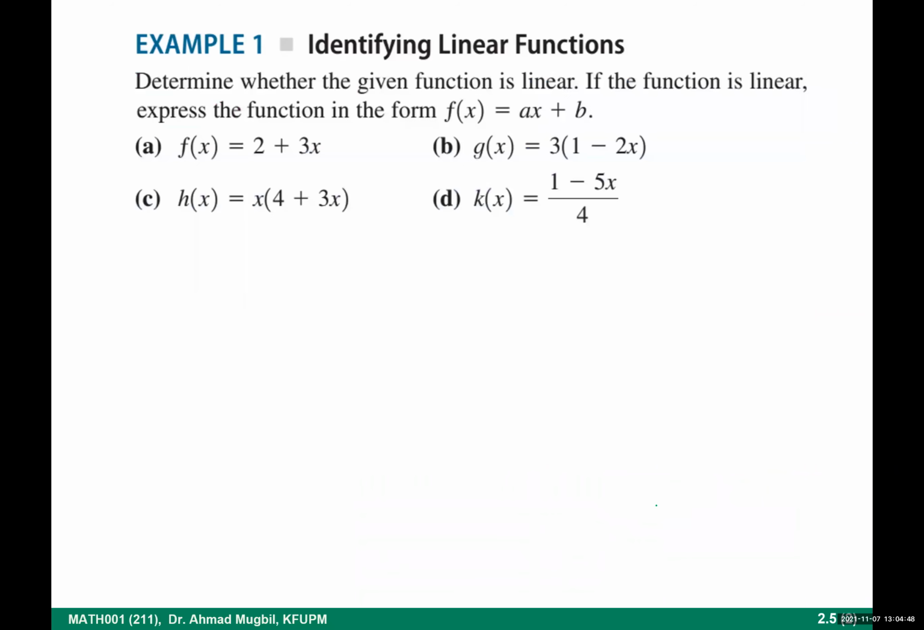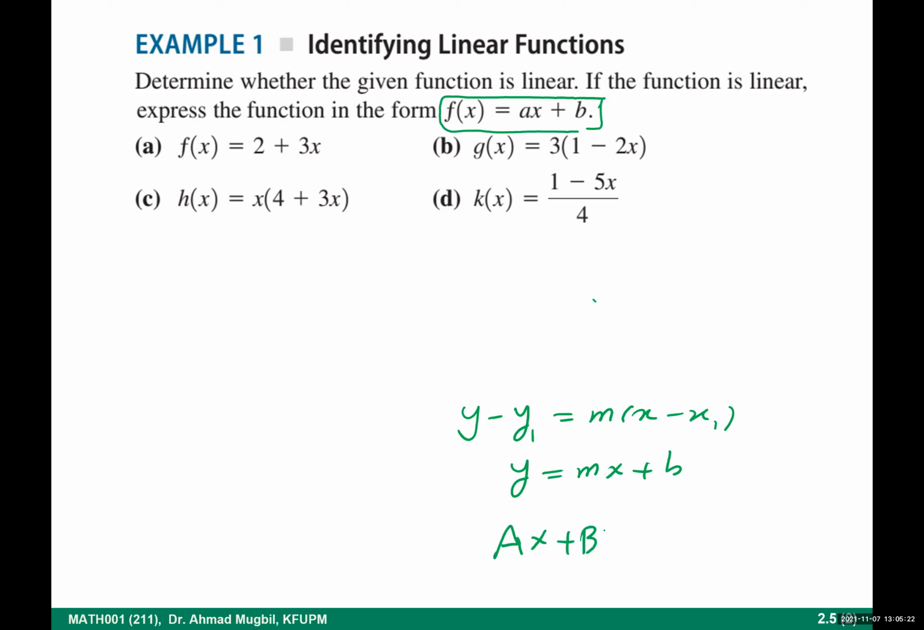Now determine whether the given function is linear or not. If it is linear, write it in the standard form. You need to write it in this way, which is the standard form for linear functions. You should make a connection with what we did in section 1.3, where we studied three forms for the equation of a line. This is the point slope form. There is another form, the slope intercept form, and there is the general form, if you remember. Now we are focusing on the slope intercept form.